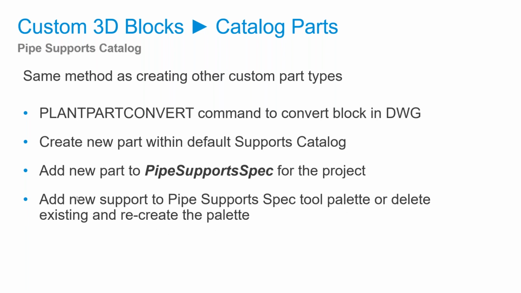Yeah, and here, this last point. If you add new spec items, they will show up on the tool palette. But if you want to delete some, it looks like you delete them from the spec, but in order to update the tool palette, you would need to delete the existing tool palette and then recreate it, which you do from the spec viewer. In the spec viewer, there's a button to create a tool palette from a spec.